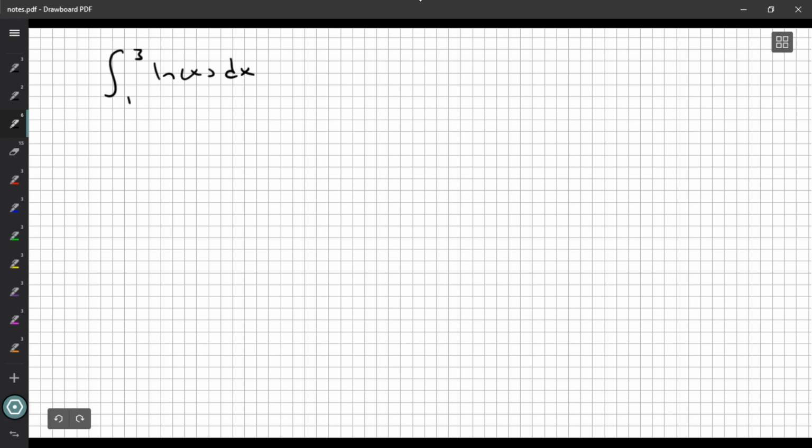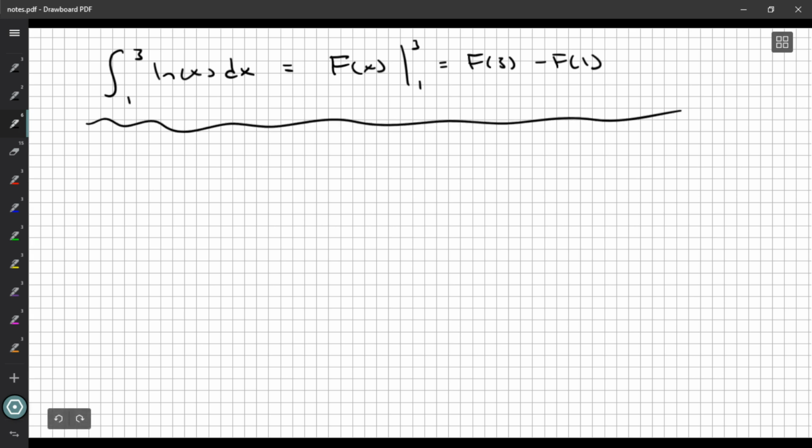Thanks to the fundamental theorem of calculus, all we need to do is get an antiderivative for ln x and evaluate it at both 3 and 1 and take the difference. That's it. That's all we need to do. So really, for definite integrals, I always set them aside and say I need an antiderivative first. Now I don't have to worry about any of the numbers.